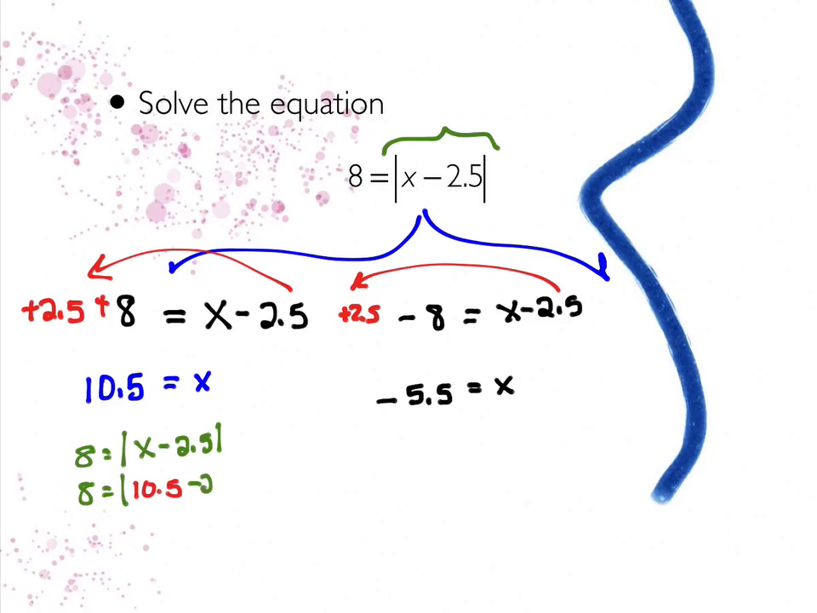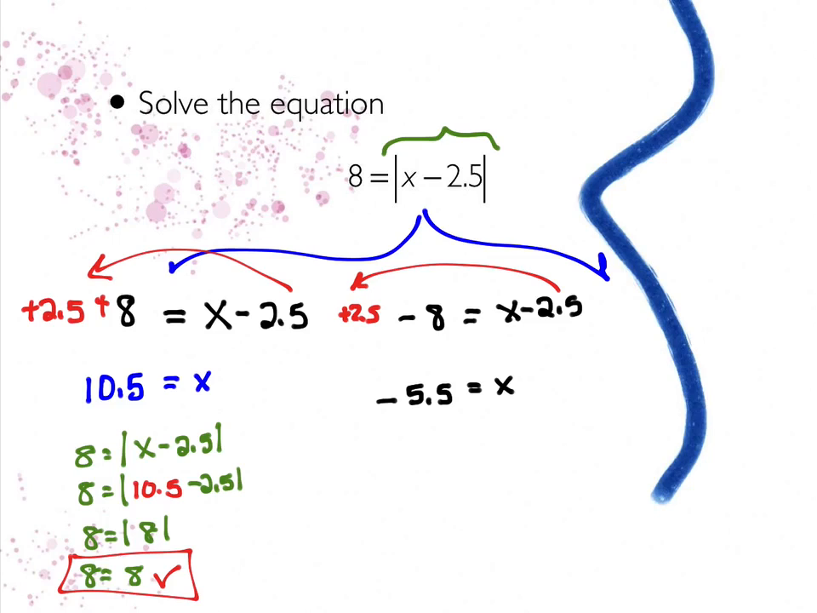10.5 minus 2.5. Keep going here. 8 equals the absolute value of 10.5 minus 2.5, which is 8. The absolute value of 8 is 8. So both sides are good there.